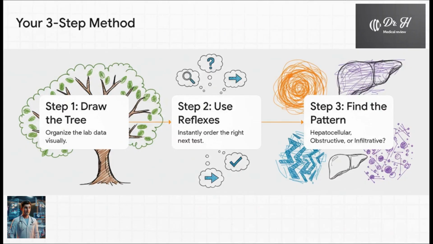So let's recap the whole thing. It's a simple three-step method. 1. Draw the tree to get your data organized visually. 2. Burn those 4 key reflexes into your brain. And 3. Learn to spot the big patterns: hepatocellular, obstructive, and of course that tricky infiltrative one.